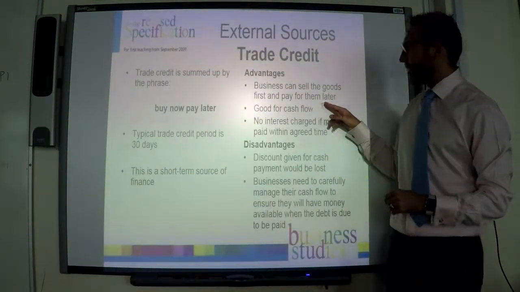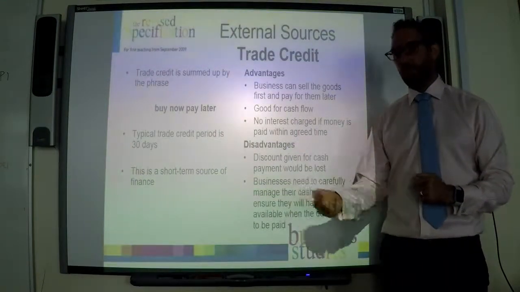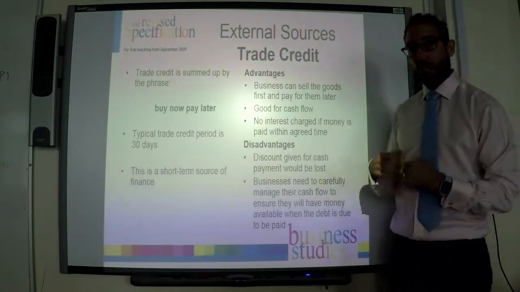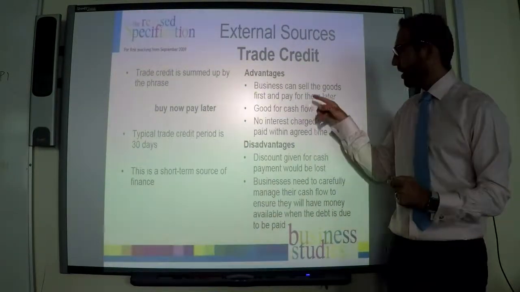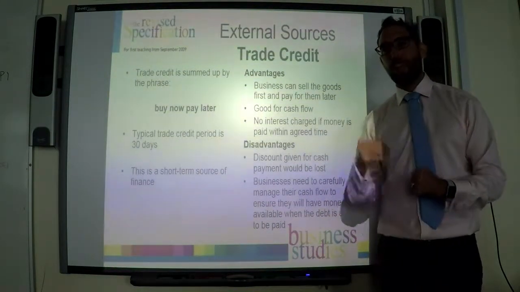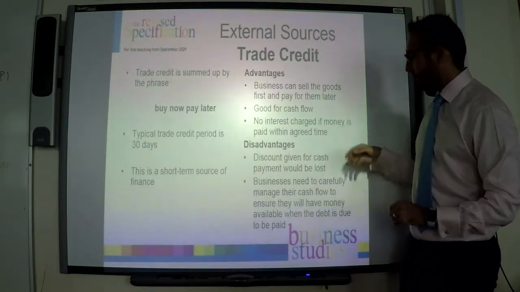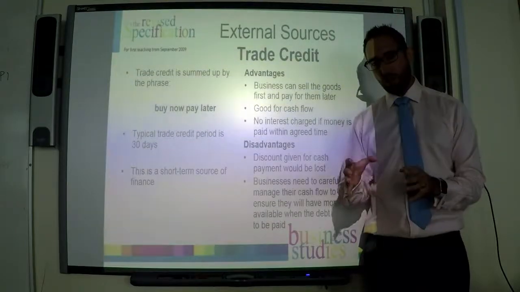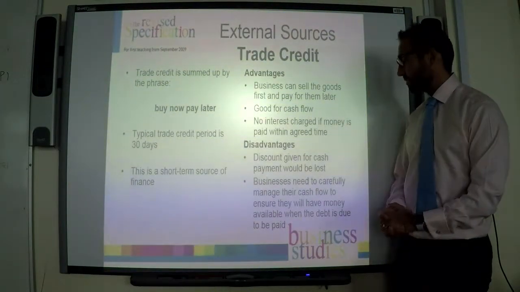The benefit of this, the business can sell the goods first and then pay for them afterwards, okay? So you make the goods, you make whatever it is you're making, okay? If we use tables, you make your table, then you pay your wood supplier later, okay? So it's good for cash flow, and there's no interest charged, okay? So as long as you pay back within the agreed amount of time, you won't be charged any interest.